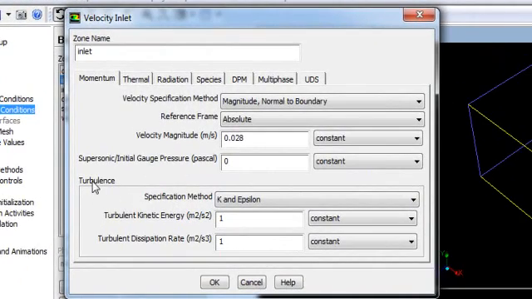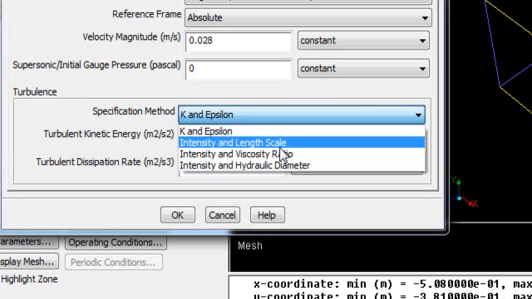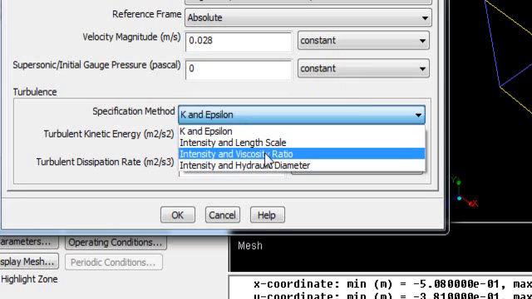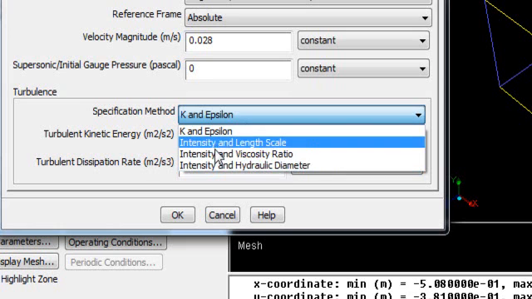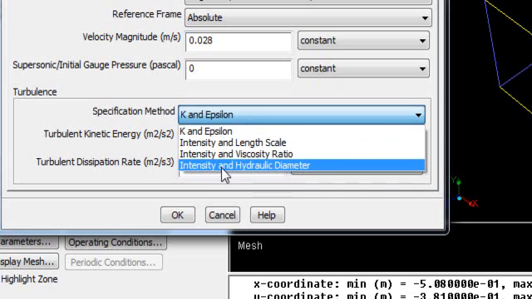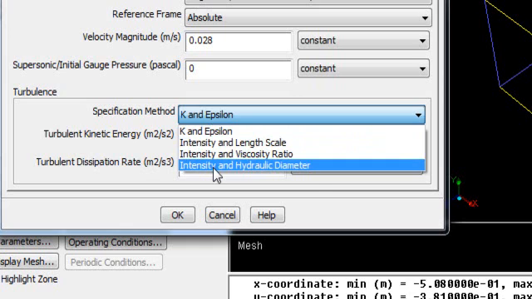So this turbulent option means we are doing the K epsilon model. The K is the turbulent kinetic energy and epsilon is the turbulent dissipation rate. So we have to specify these two values. Either you can specify the K and epsilon value, you can specify the intensity and length scale, you can specify intensity and viscosity ratio, or you can specify intensity and hydraulic diameter. You have to provide one of these. So in general, we use the intensity and hydraulic diameter.